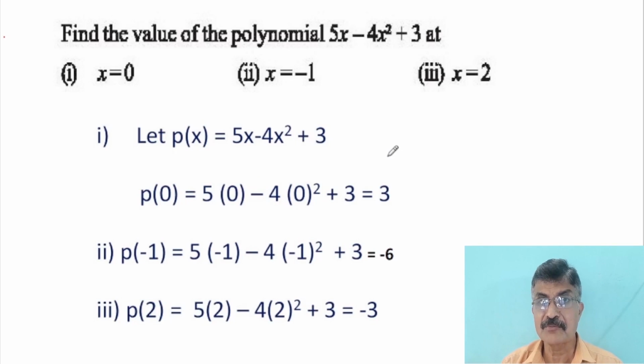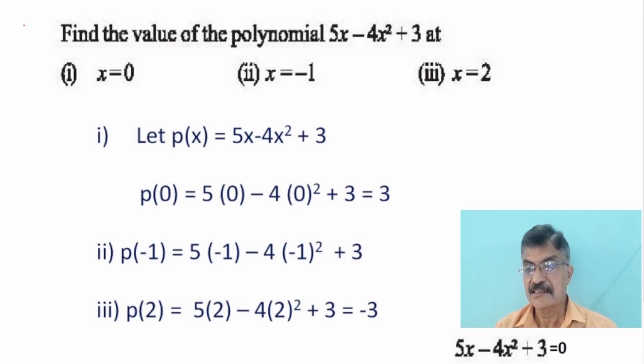So naturally a doubt will come: what is the difference between an equation and an expression? Consider this one: 5x minus 4x squared plus 3 equals 0. This is an equation, but this is an expression. The major difference between an equation and an expression is the equal sign. Here an equal sign is there. All these things you have studied in earlier classes. An equation contains an equal sign and an expression does not. This is an expression, but this is an equation.